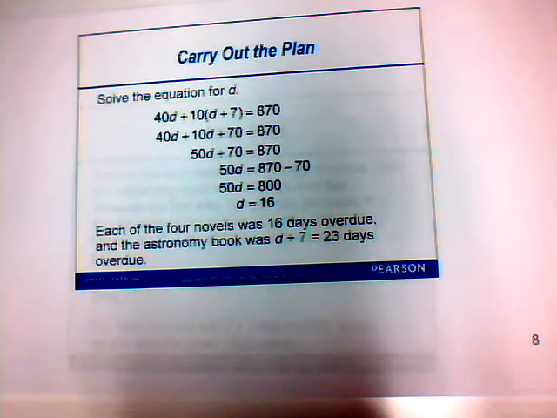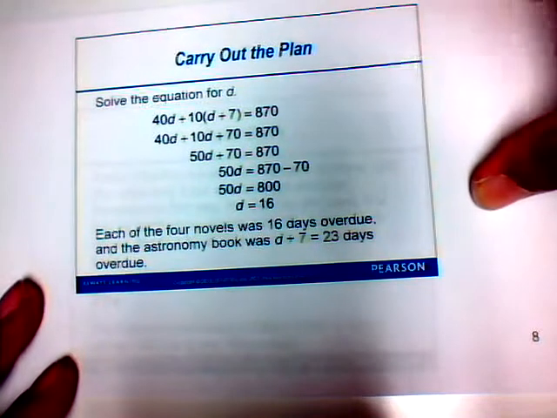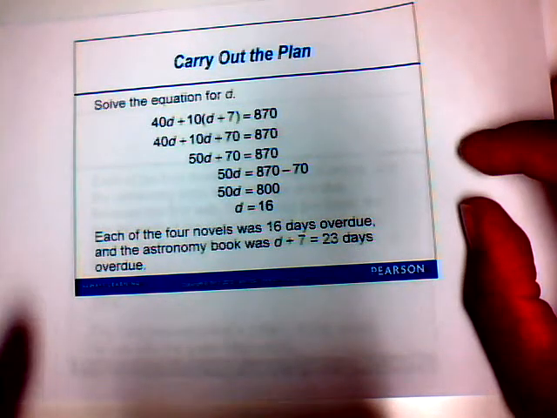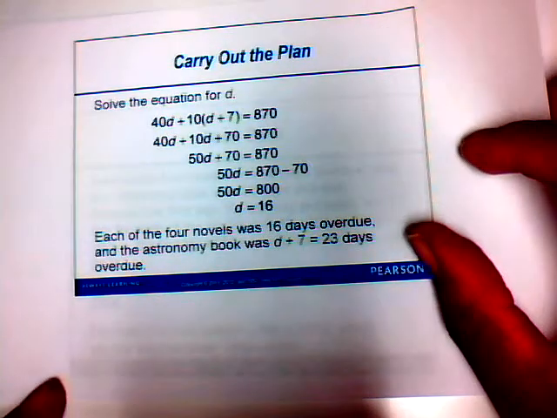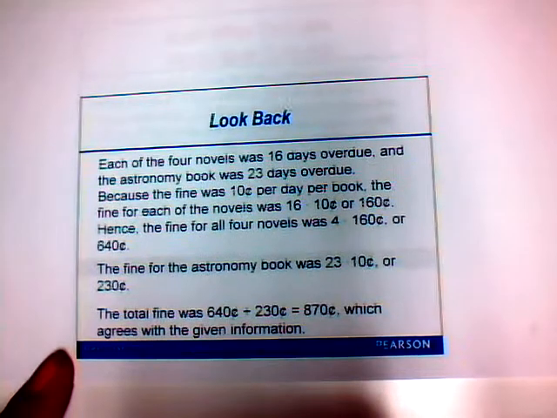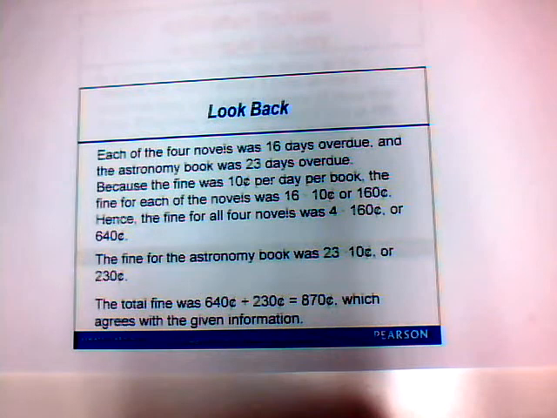So each of the 4 novels was 16 days overdue. The astronomy book was 7 days overdue longer than the 4 novels, so you'll add 16 plus 7 to get 23 days overdue for the astronomy book. Okay, so this is how we use those word problems and translate them into equations to solve for a particular variable. And then the look back would be this: each of the 4 novels was 16 days overdue, and the astronomy book was 23 days overdue.